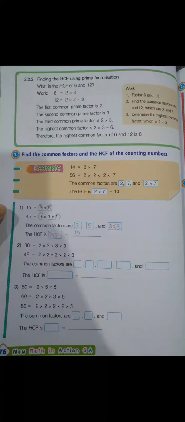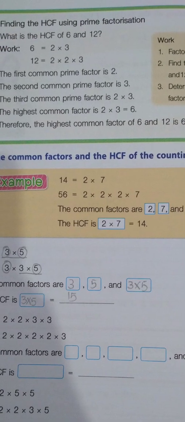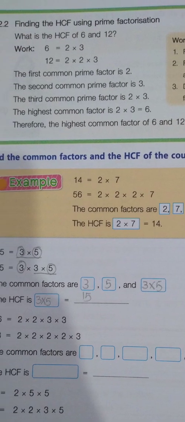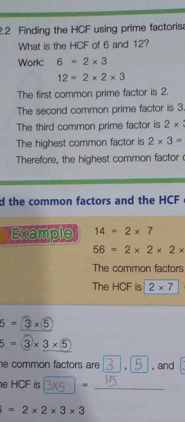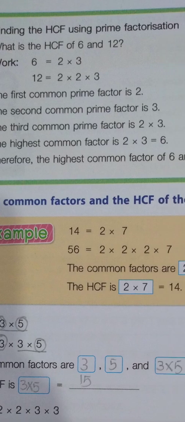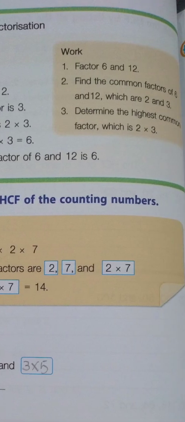Let's begin. Our topic for today is about finding the HCF using prime factorization. For example, what is the HCF of 6 and 12? HCF means highest common factor. So what is the HCF of 6 and 12?